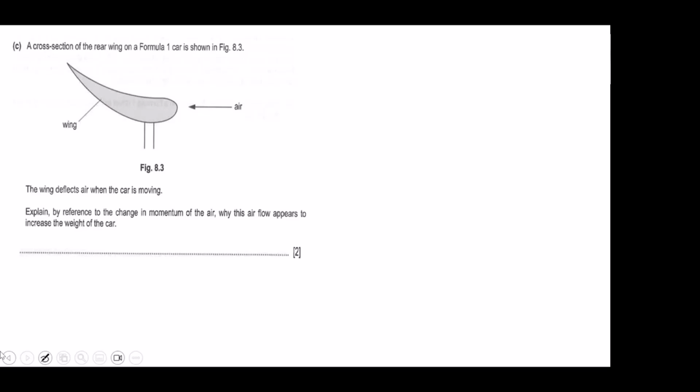Okay, part C, they give you a section of the rear wing. There's actually a movement of air across the wing. So the wing is curved in a certain way. The wing deflects the air when the car is moving. Okay, this question specifically wants the change in momentum of the air, and why this seems to make the car feel heavier. So the apparent weight will increase. So they ask you specifically for the change in momentum of the air, and why the weight seems to be increased.